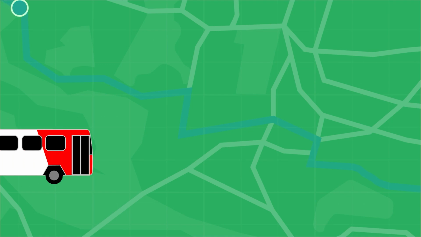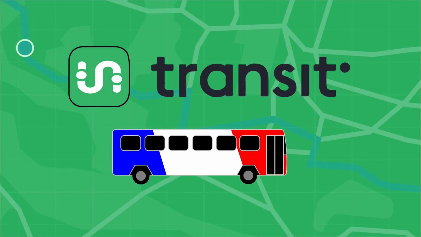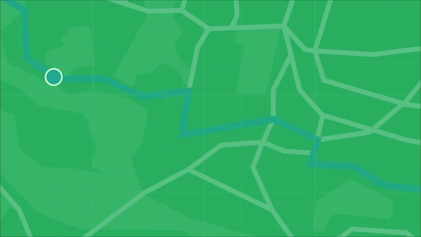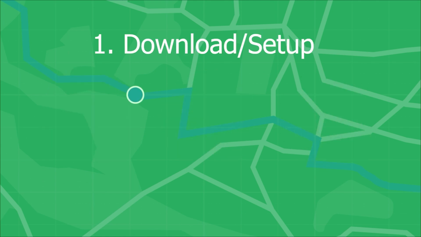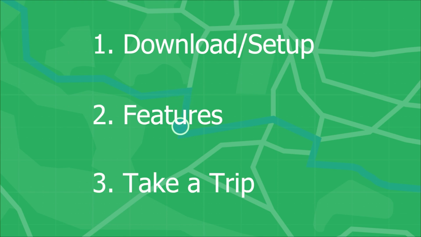Today, we are going to learn about public transport using the Transit app. Your main form of travel will be public transportation, which includes buses, trains, and streetcars. First, we will show you how to download and set up the app. We will then show you how to use its features. Finally, we will demonstrate using the app to go on a trip.